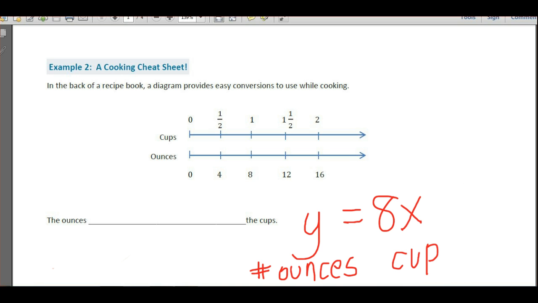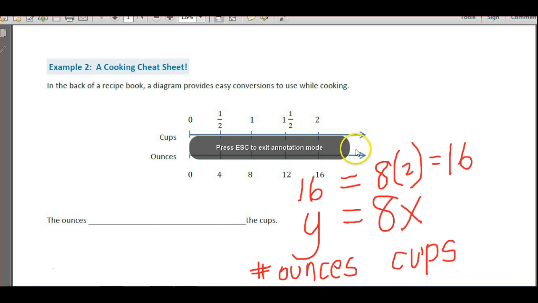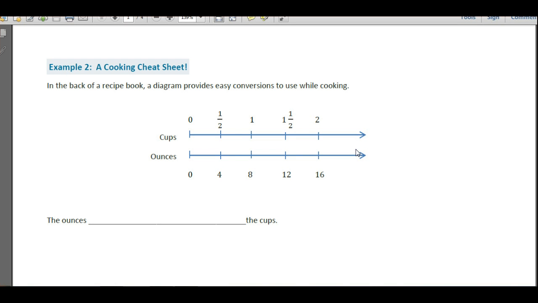Then all we'd have to do now in this case is plug in some numbers. If we took from the top here, for example, we said 16 was the number of ounces. 16 equals 8 times 2, which equals 16 as well. Okay, all right. So we can see how we can start applying some algebra to all of this.